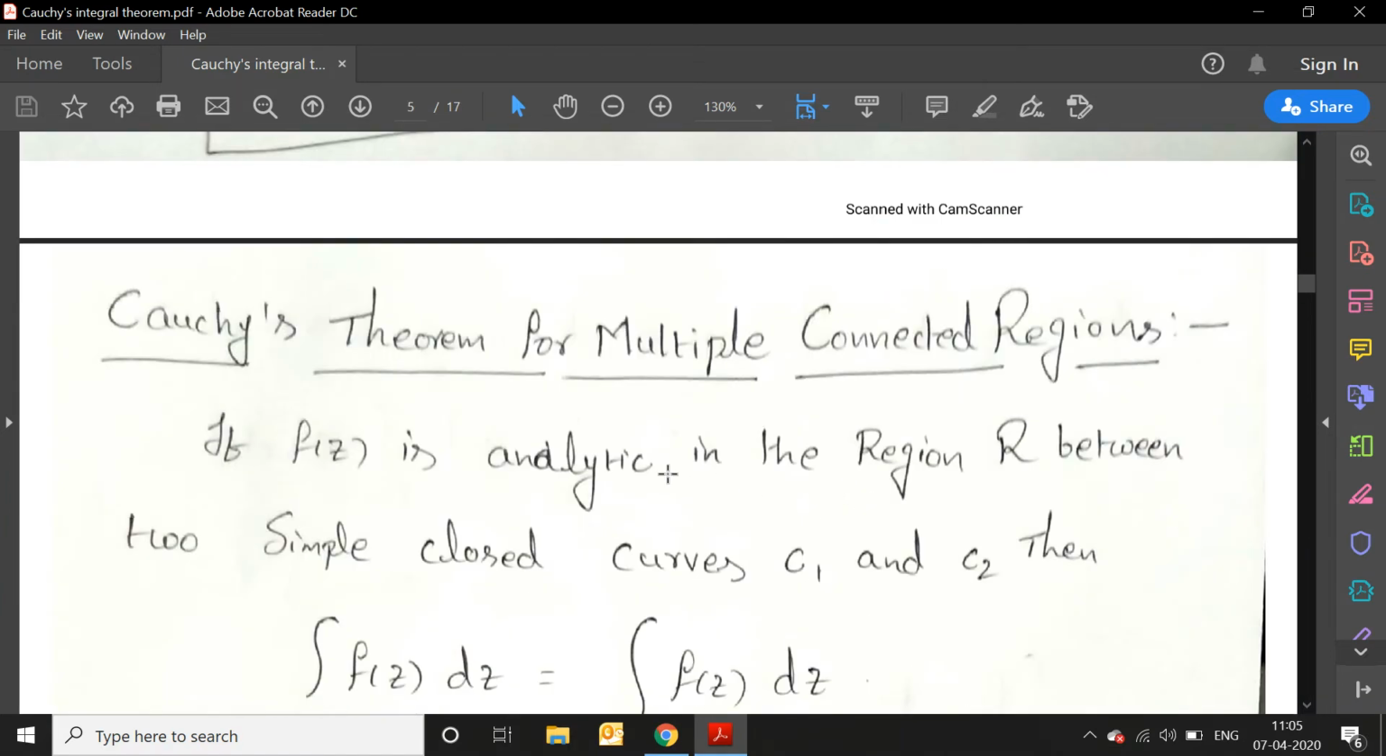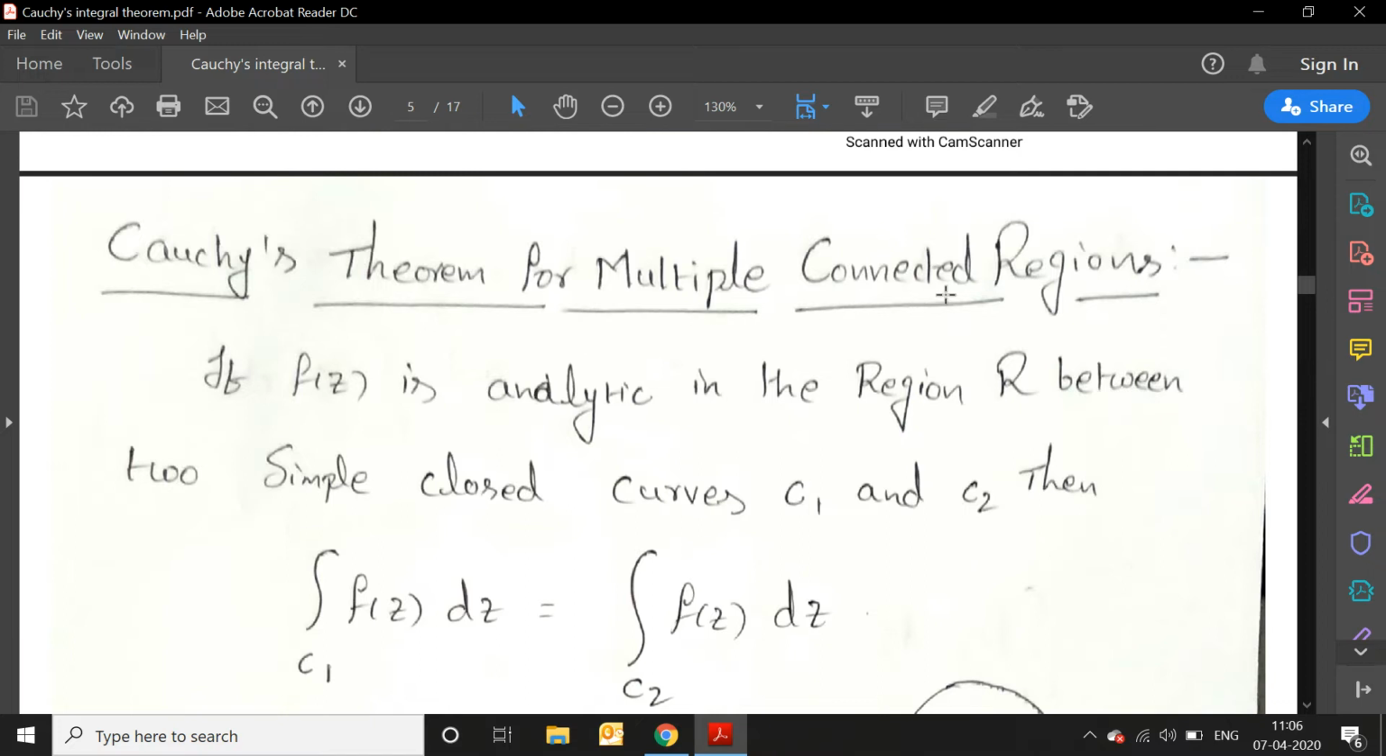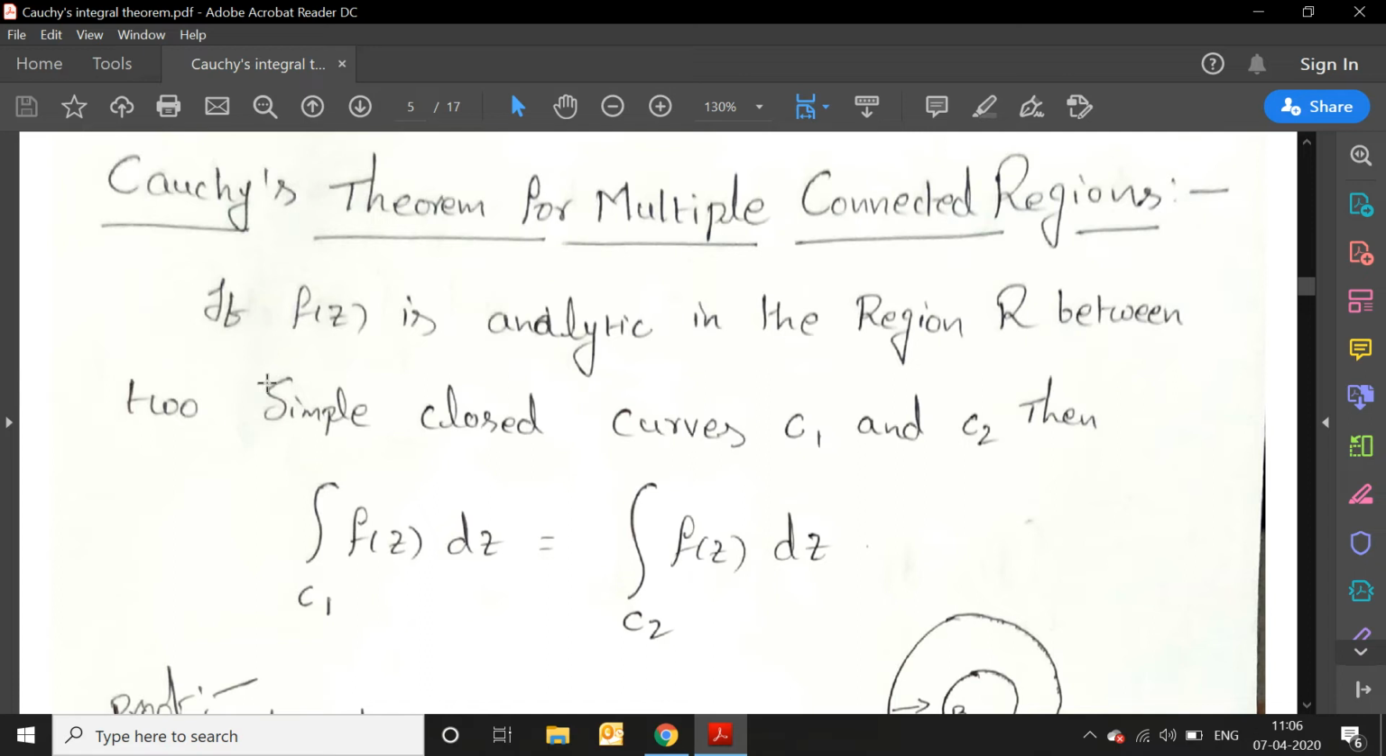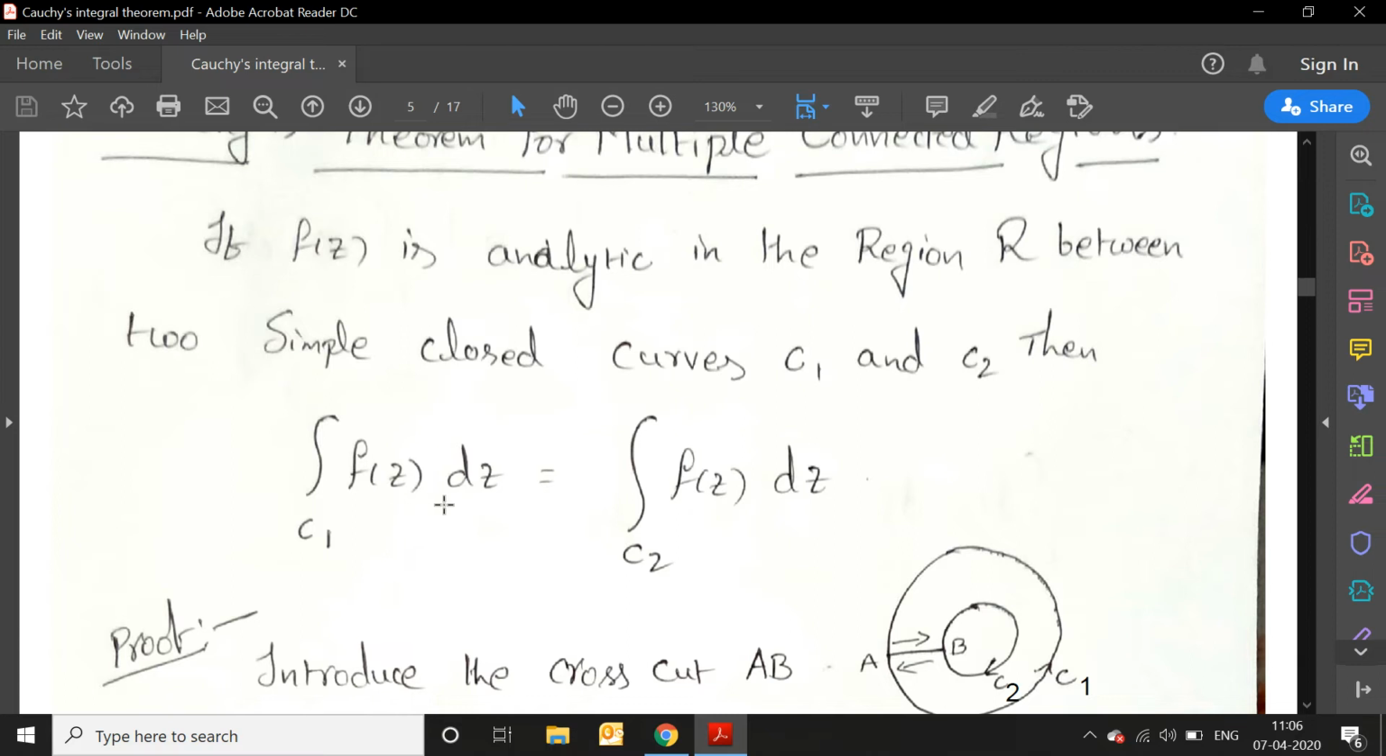The next theorem is Cauchy's theorem for a multiply connected region. The statement is: if f of z is analytic in the region R between two simple closed curves C1 and C2, here the region is between two simple closed curves, then the integral over C1 of f of z dz is equal to the integral over C2 of f of z dz. We have to prove this statement.